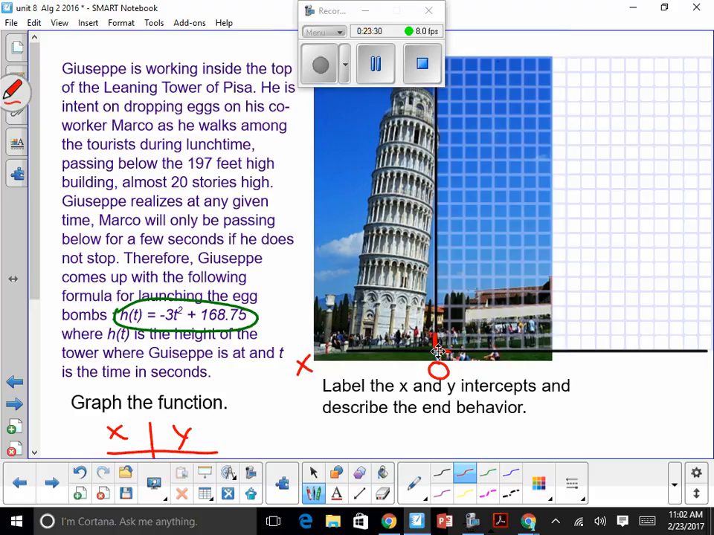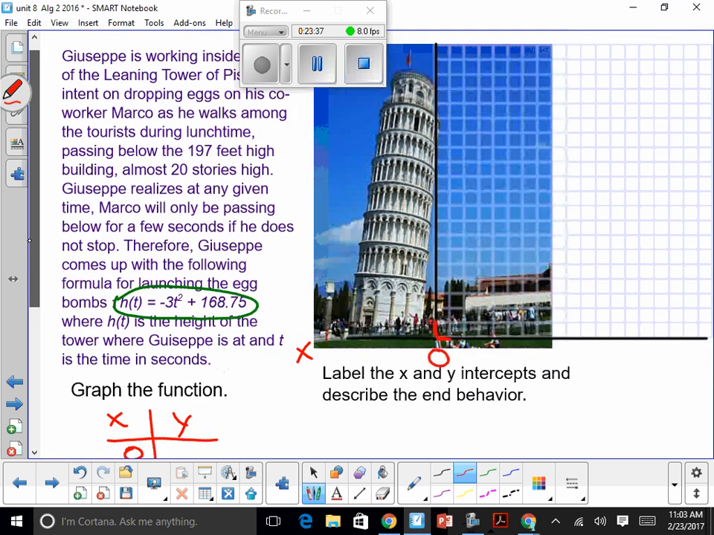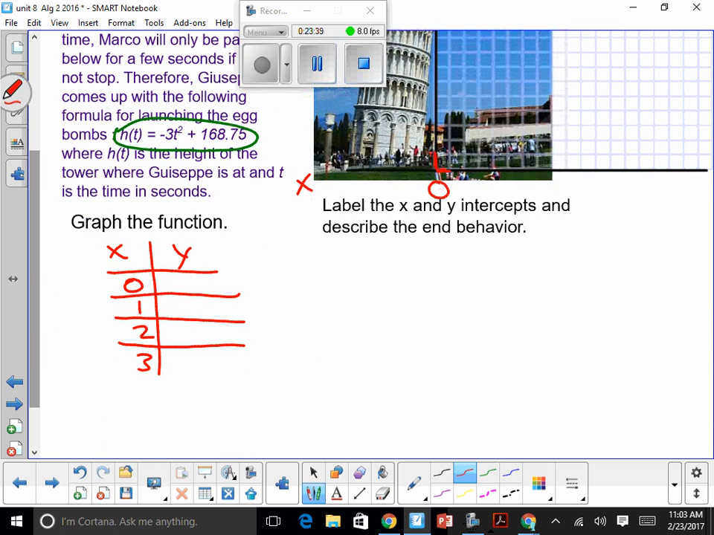What's the 0, 0? It's going to start up here. By the way, what was the 0? Was it 168? That's not right. Also, you said X. What was the 1?